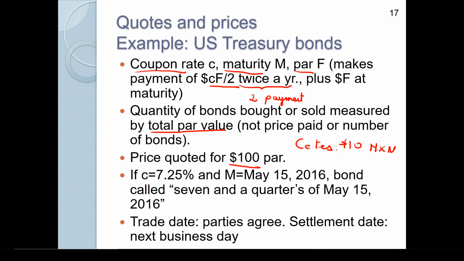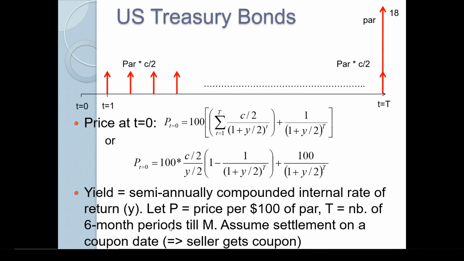Now, if you have a bond that's described as a coupon 7.25% and the maturity is May 15, 2016, then you can call this bond for short a 7 1/4 of May 15, 2016. In there, you're going to have several assumptions, like the par value is going to be 100, like it's going to pay coupons twice a year, and so on. Now, the trade date is agreed by the parties, and once they agree the trade date, then the settlement date is going to be the next business day. This is how this would look, and these are the formulas to solve this.